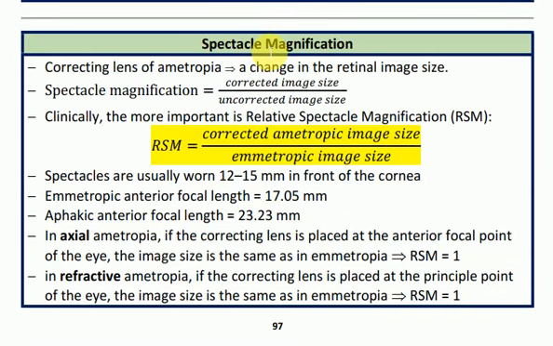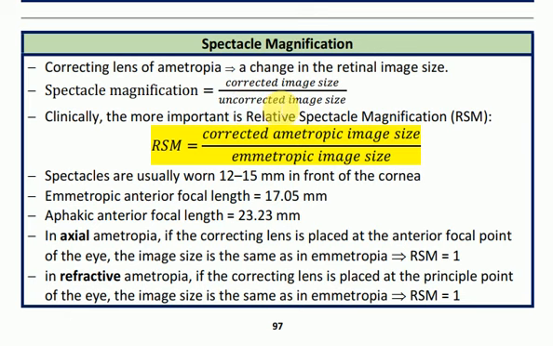Spectacle magnification. The optical correction of ametropia is associated with a change in the retinal image size. The ratio between the corrected and uncorrected image size is known as spectacle magnification. Spectacle magnification is equal to corrected image size divided by uncorrected image size.